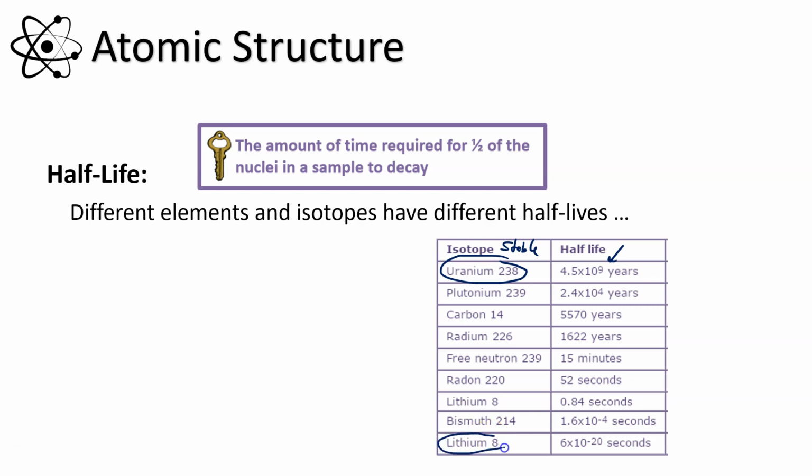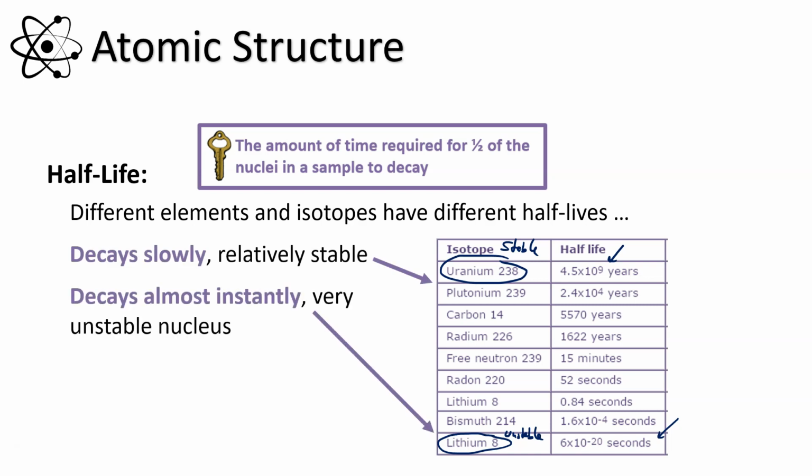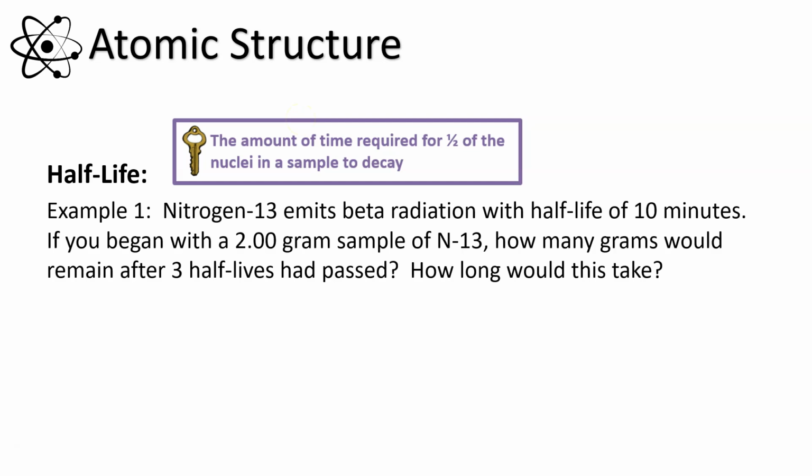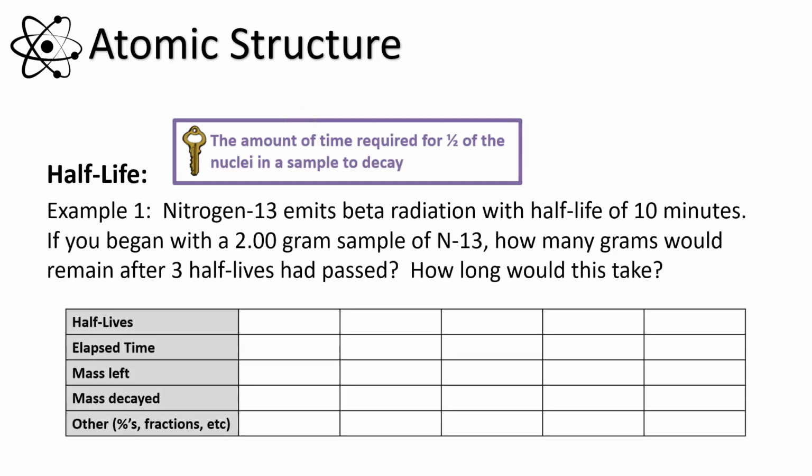And you could compare that to the other end of the spectrum, something like lithium-8, that is extremely unstable, and its half-life is like super teeny tiny fractions of a second. So there's a huge range of different half-lives that things have depending on how stable they are. It decays slowly, it's relatively stable. Some decay almost instantly, which means that they're made of very unstable nuclei. And we're going to end this whole thing looking at how to apply this idea to some simple mathematical examples.